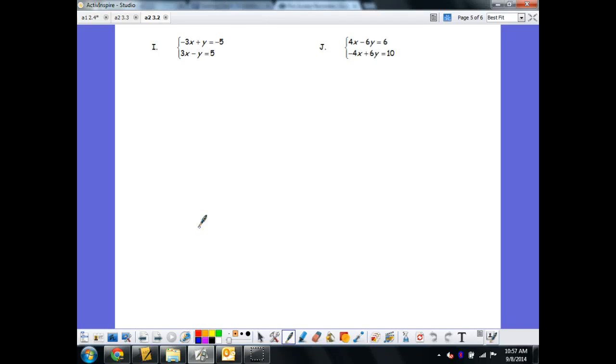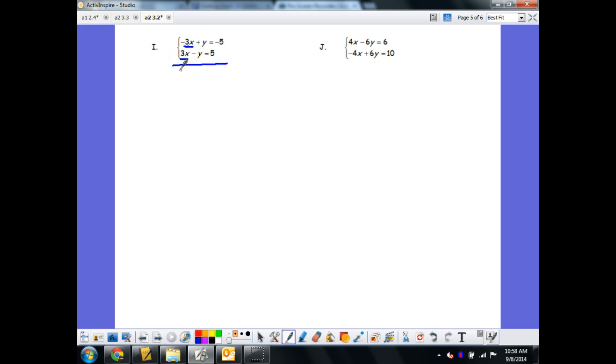Now, in these last four examples of the day, we're going to look at some special cases that arise from some of these systems. We're going to solve them the same way that we did before. In this first one, in letter I, notice that the x terms cancel out when adding the two equations together. So I'm just going to add those two together.